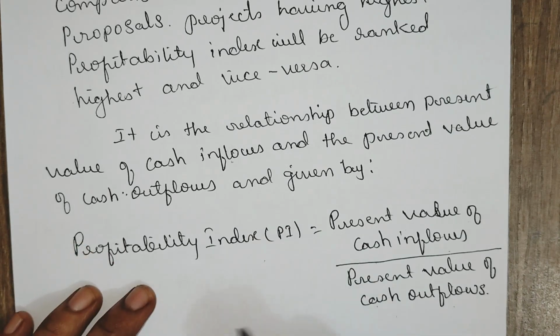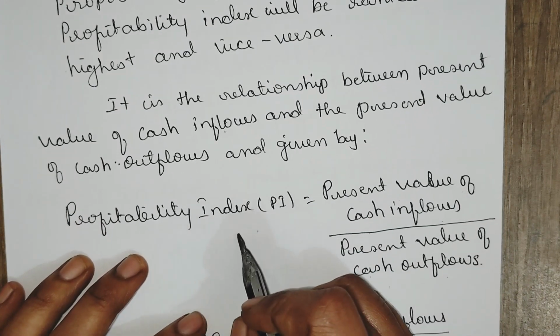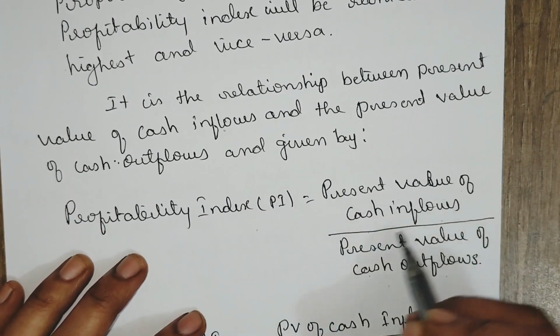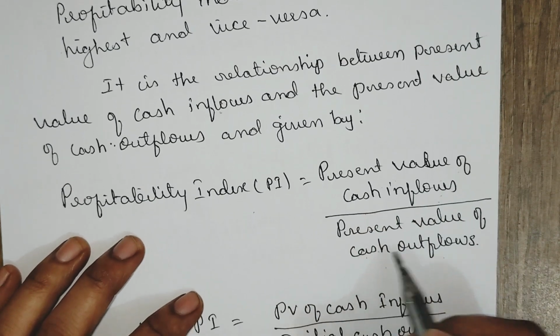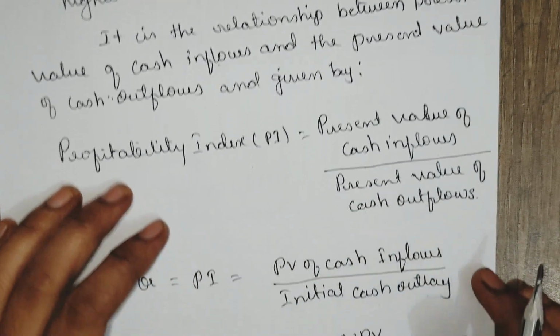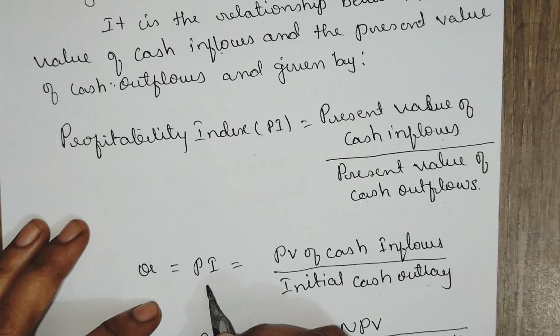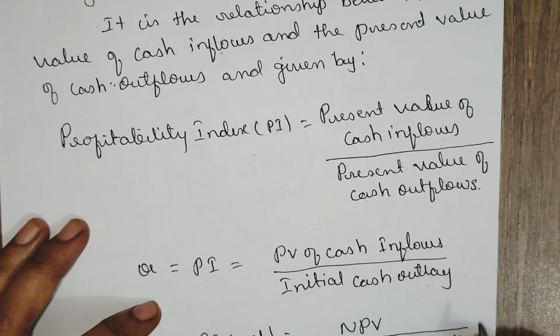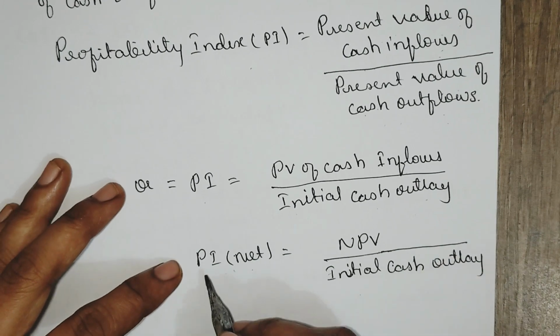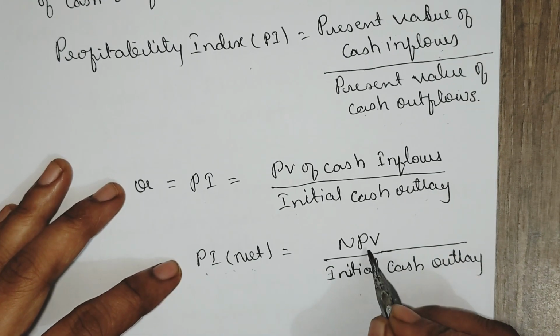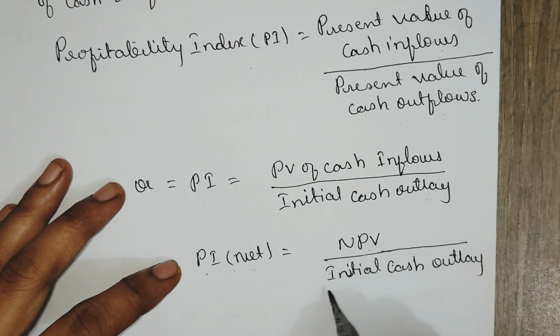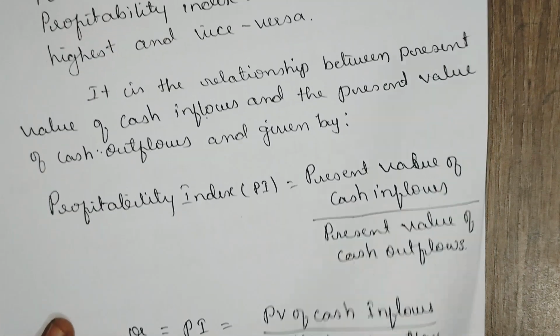The formula to find out the profitability index is present value of cash inflow divided by present value of cash outflow, or present value of cash inflow divided by initial cash outlay. In case profitability index net is given, then it is NPV, net present value, divided by initial cash outlay.